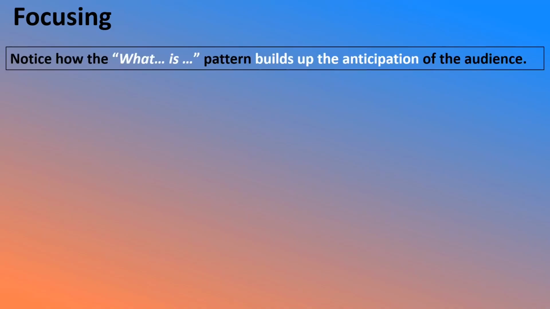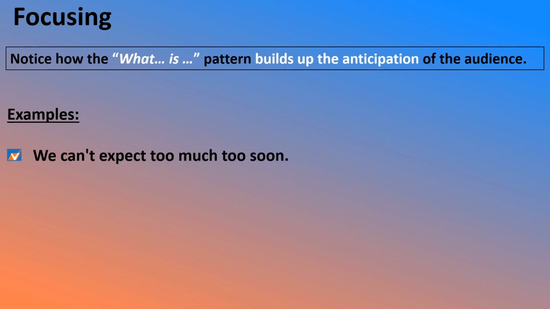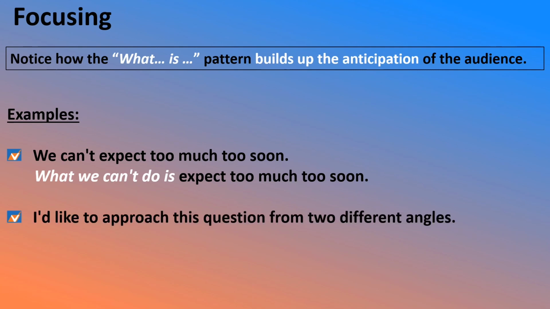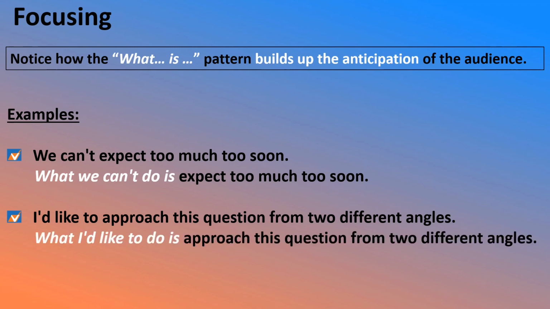Notice how the "what is" pattern builds up the anticipation of the audience. Here are some examples. We can't expect too much too soon. What we can't do is expect too much too soon. I'd like to approach this question from two different angles. What I'd like to do is approach this question from two different angles.